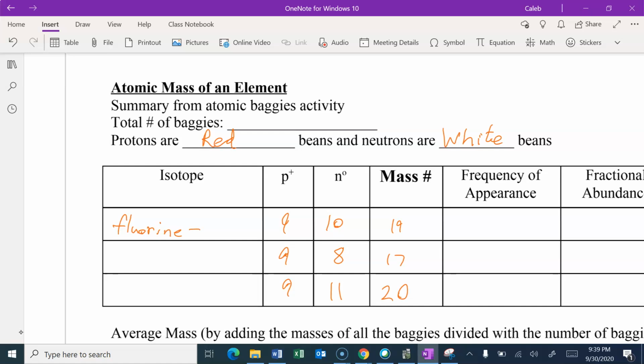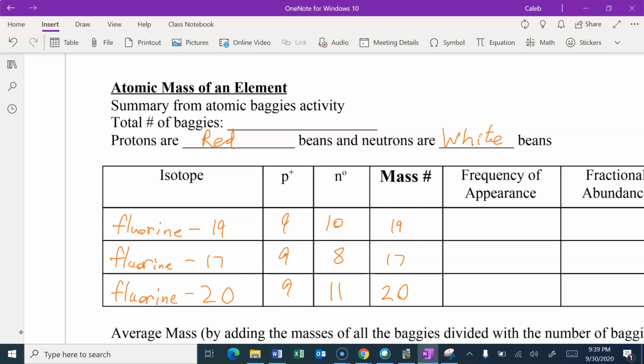And when you're writing an isotope name, you're going to put a dash and then you put your mass number afterward. So fluorine-19 is the isotope of fluorine that has a mass of 19. Fluorine-17 is the one with a mass of 17 AMU. And then fluorine-20 is the one that has 11 neutrons, and therefore it's got a mass number of 20.